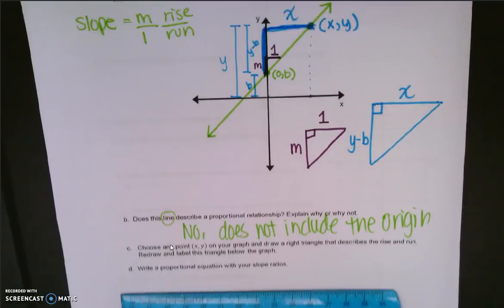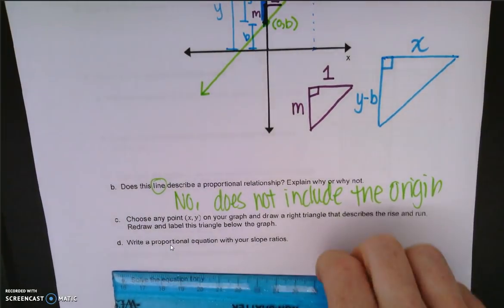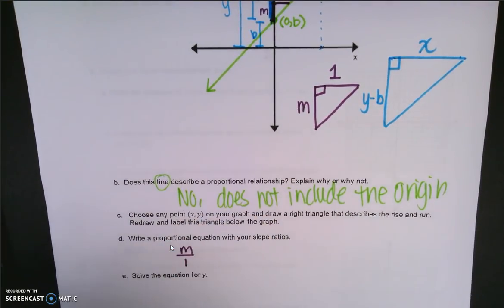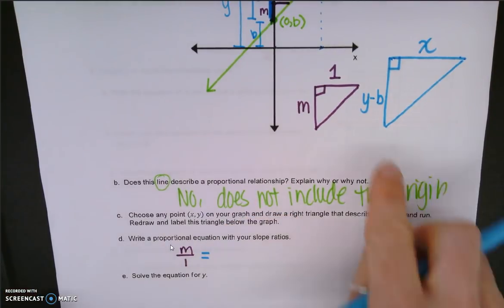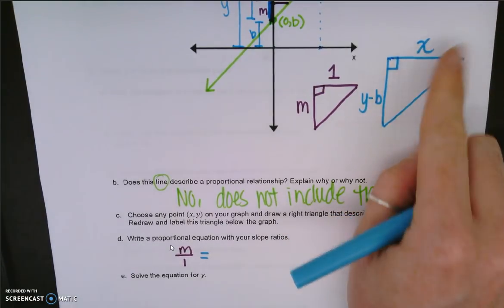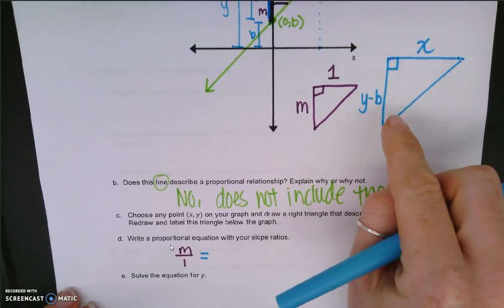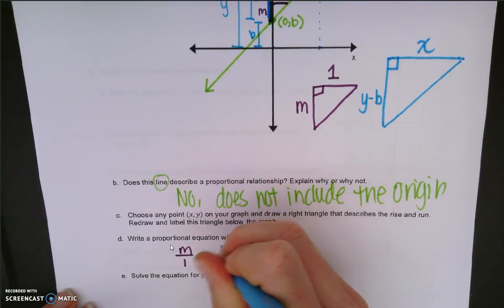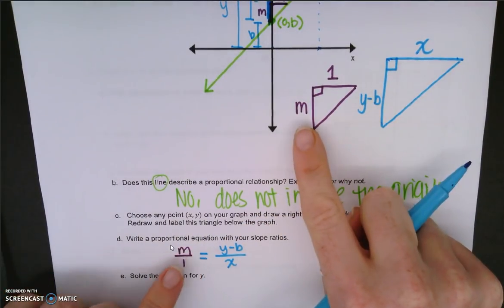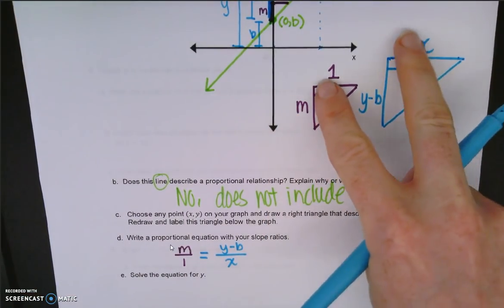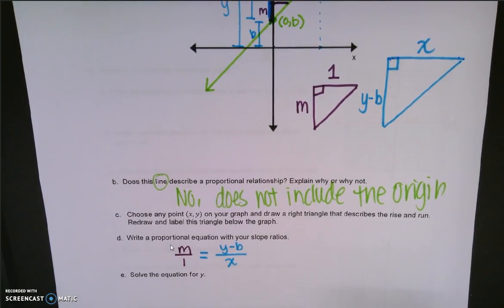Write a proportional equation with your slope ratios. I think you guys have been doing a really good job with this so far. So remember, we start with our original slope and we set that equal to our new slope. Remember, it's rise over run. Because our x is labeled on top, we often want to put that x on top, but it's always change in y over change in x. Rise over run. (y minus b) all over x. m corresponds with y minus b. 1 corresponds with x. I sometimes still need to check that I wrote my corresponding parts together, because sometimes I will accidentally write my x values first.